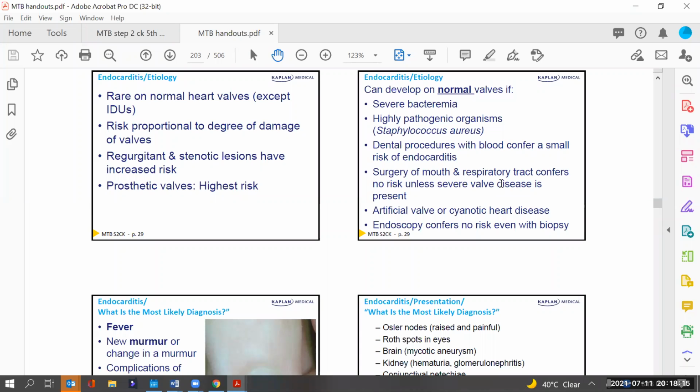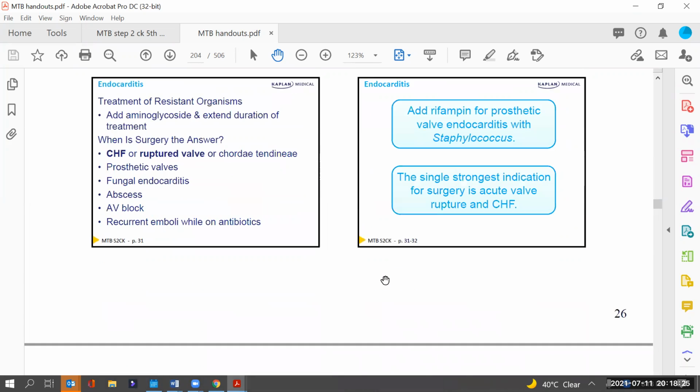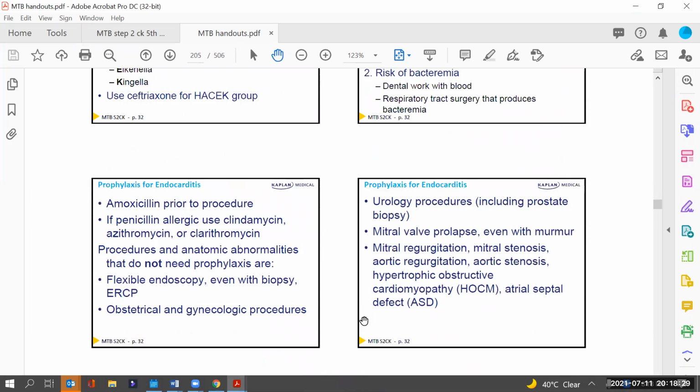And what is the empiric dose of ampicillin? That is 2 gram IV 1 hour before surgery. Very important. Okay, so let's go for the questions. I don't have questions on these, but I emphasize these things because these are very important recalls.